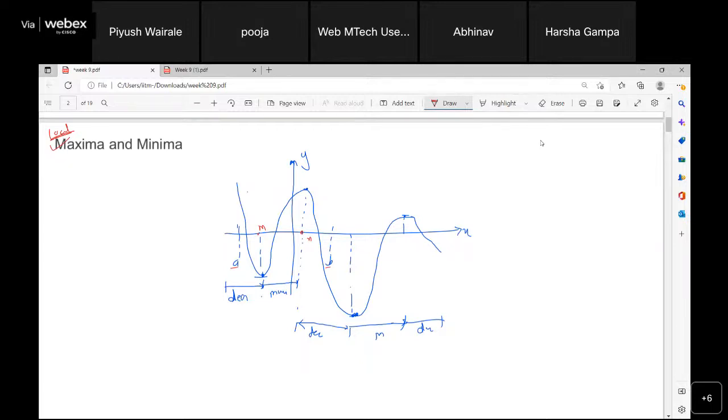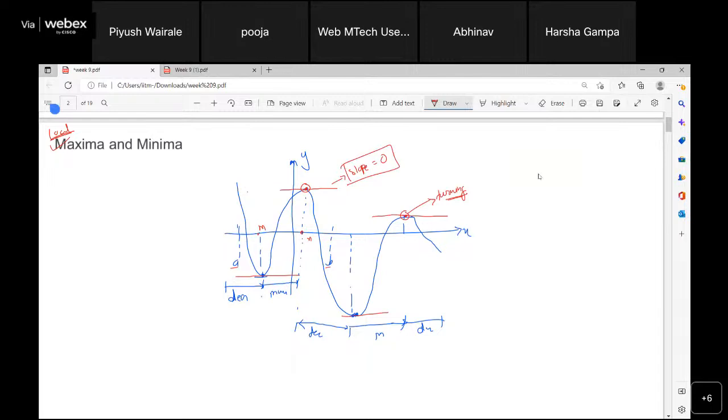As we know, these are all turning points. So what if I draw a tangent here? The tangent will be horizontal at this point, right? If my tangent is horizontal, then what can I say about this particular line? The slope here will be 0. Yes, the slope will be 0, right?